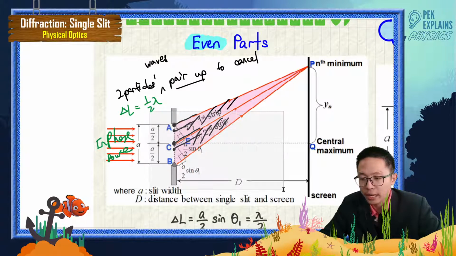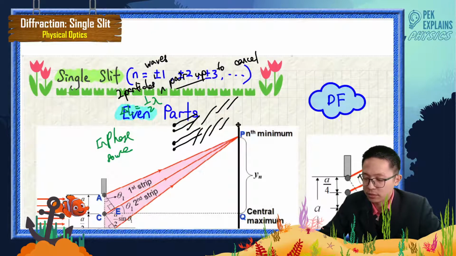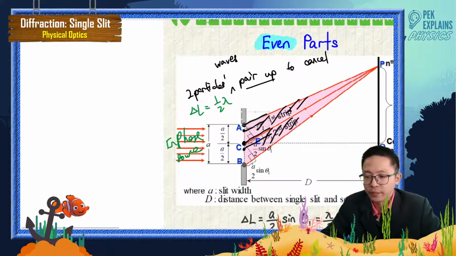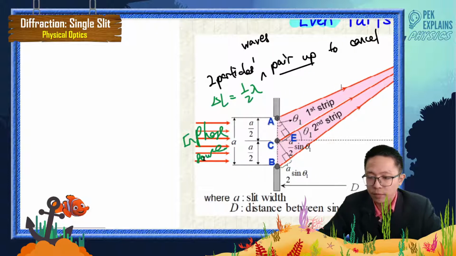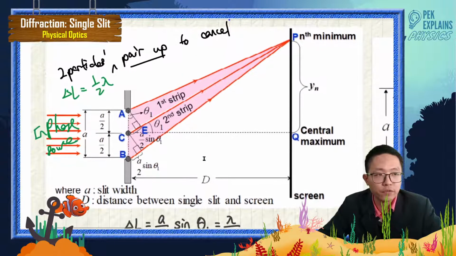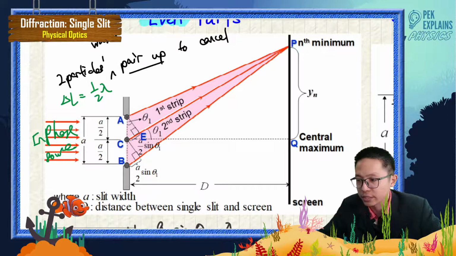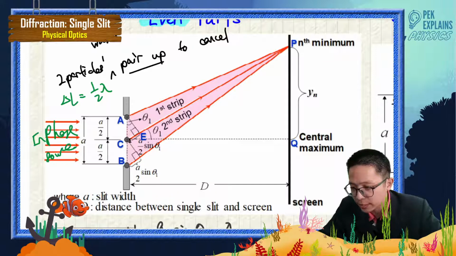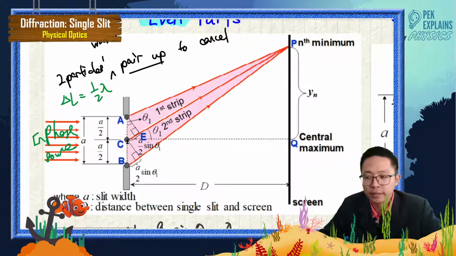Now let's look at how to form the formulas. For this, let me remove all this first. All right, now let's look at this one. The first one, the even pair, which is a 2 pair. I divide a by 2, so each side is a over 2. So now you see here, between A and C, the delta L is half lambda.